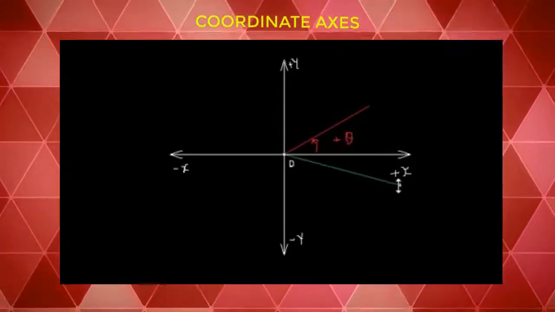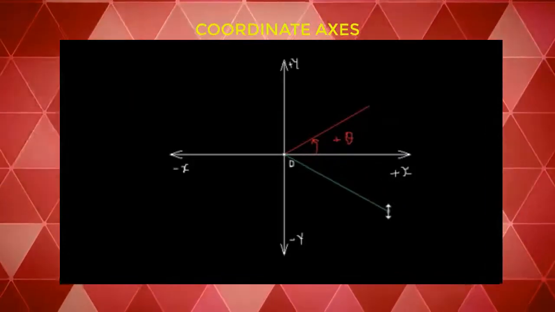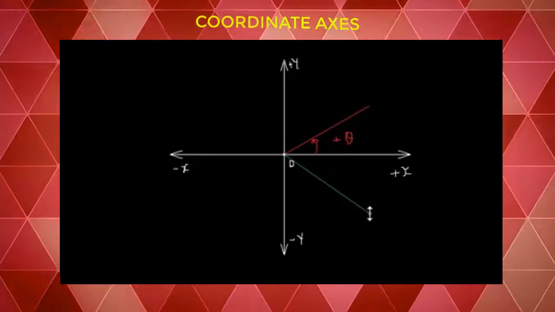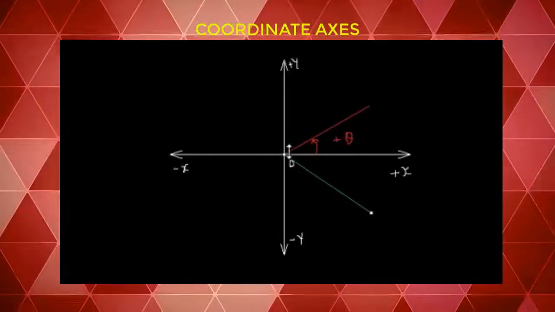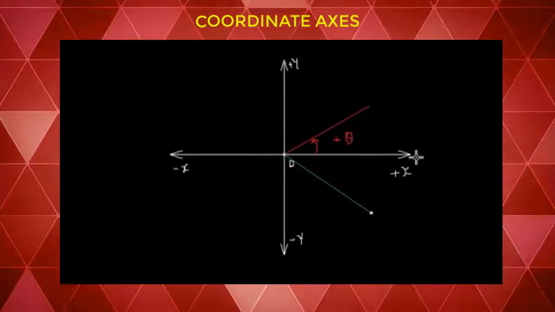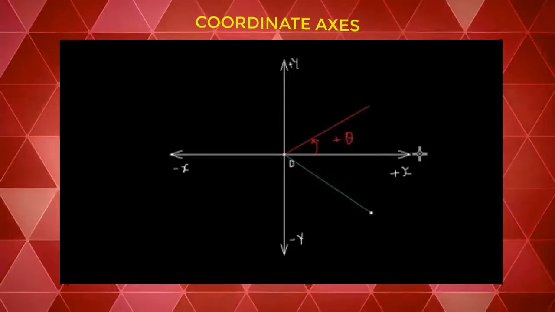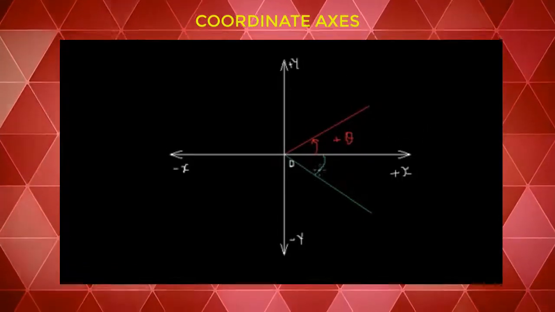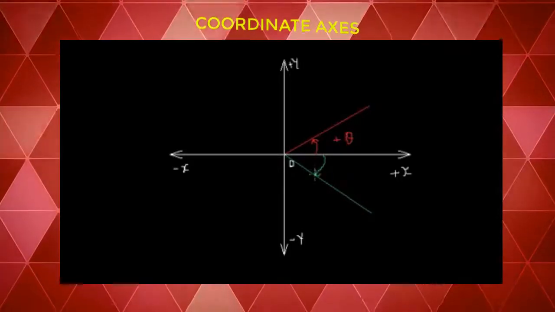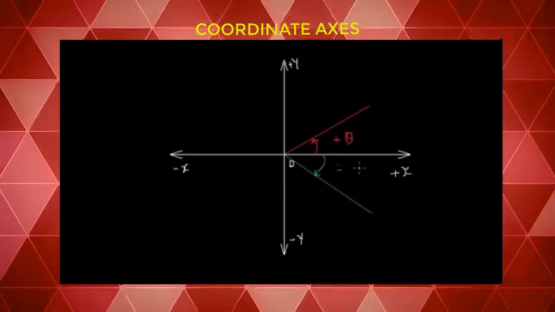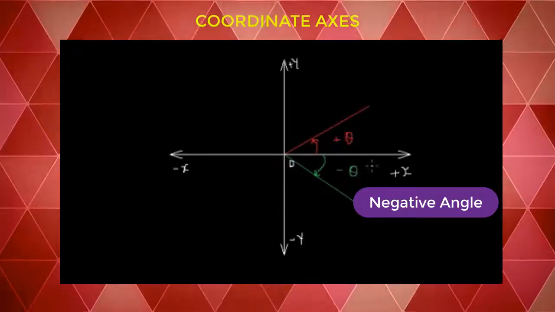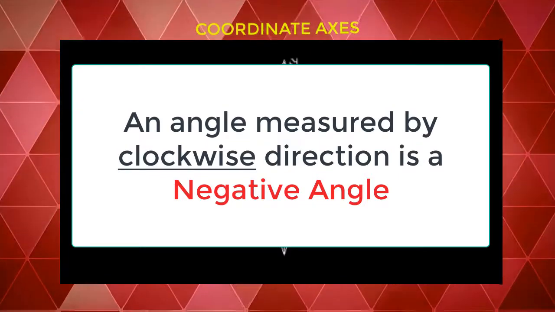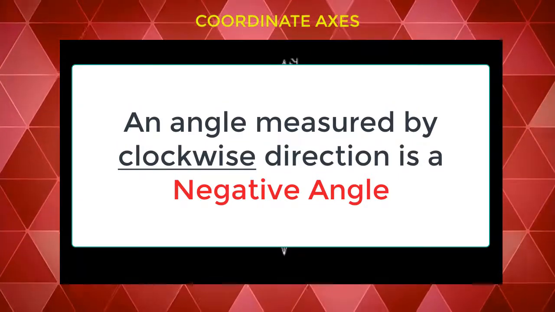I can turn towards my right-hand side also, which will be called clockwise movement. And any angle measured clockwise is called a negative angle. So if I'm standing at the origin and looking at the plus x axis, and I'm turning towards my right, that means I'm turning clockwise in this direction. So I will call the angle a negative angle or minus theta. So, the angle measured in the clockwise direction is a negative angle.